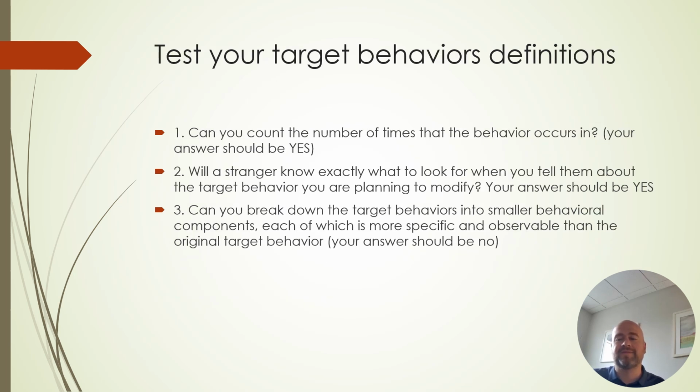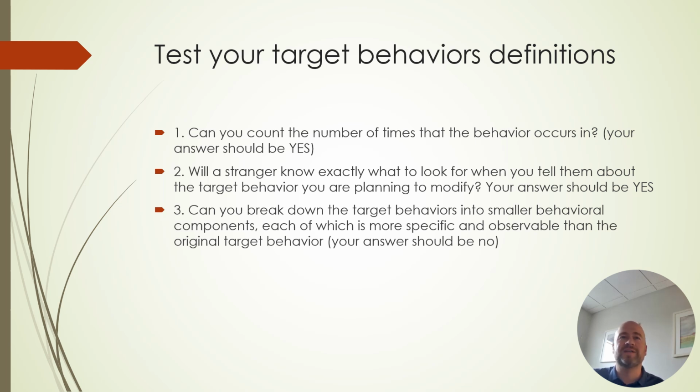Testing our target behavior definition. So after we develop our target behavior, some things to test. And we already, in our previous training, reviewed the dead man's test, which is one test that kind of shows that it's actually a behavior. Because if a dead person could do it, it is not a behavior. But these are some other ways that we could test our target behavior definitions before we submit our treatment plan for review. Can you count the number of times that the behavior occurs? And the answer to this should be yes, that yes, we could count how many times the behavior occurred, how long it occurs, depending on what dimension we're looking to record upon.